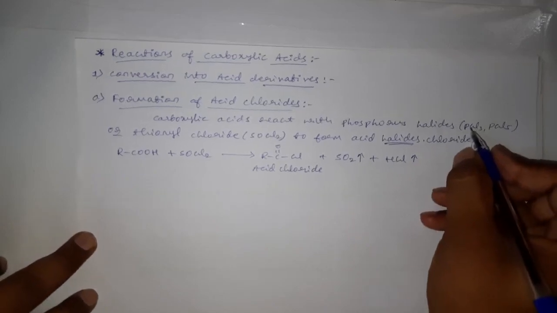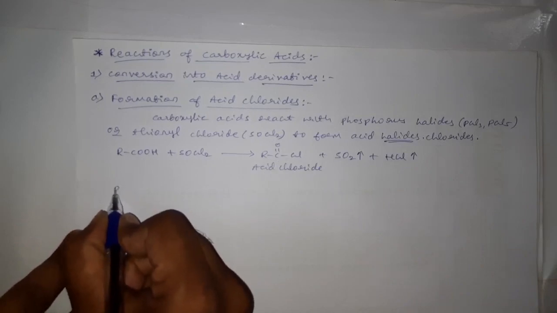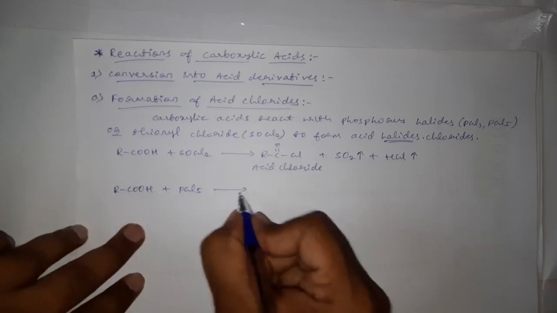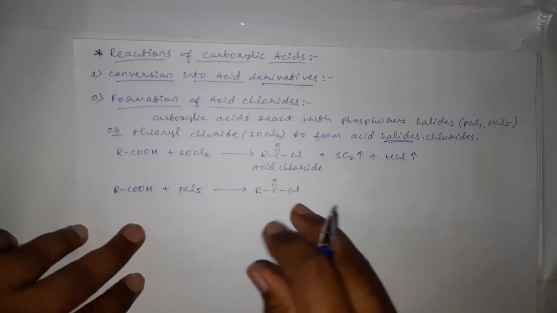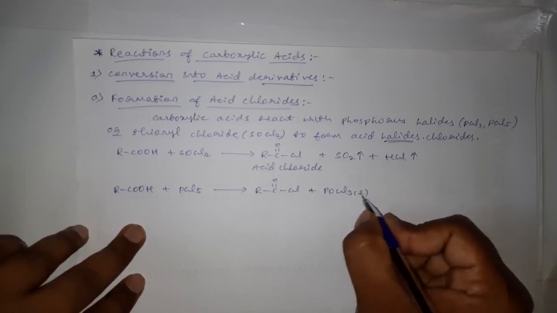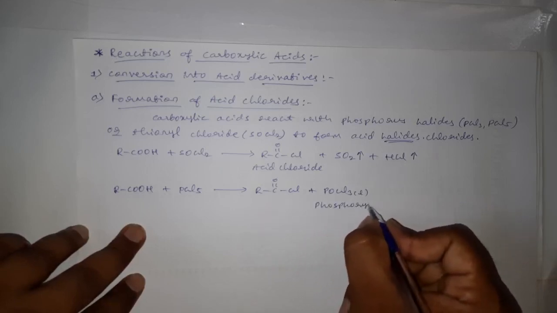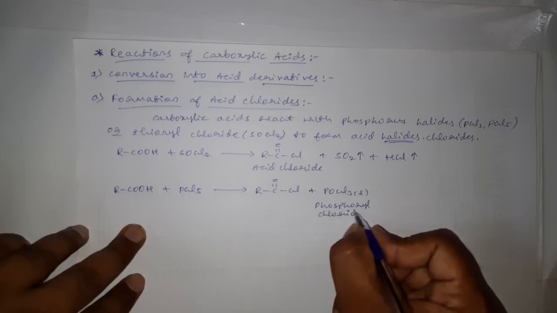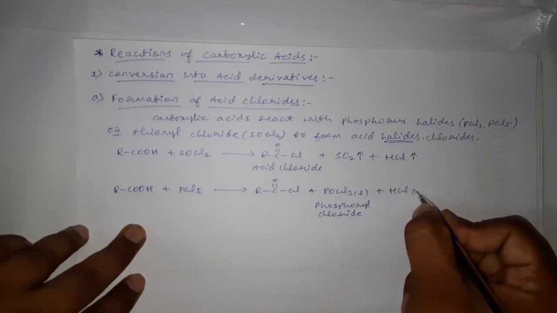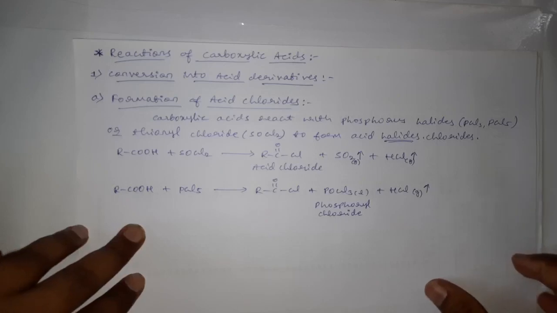Or we can write the reaction of carboxylic acid with phosphorus halides. When carboxylic acid is treated with phosphorus pentachloride, we will get R C double bond O Cl, acid chloride, along with the formation of POCl3. It is in liquid state, and its name is phosphoryl chloride. Along with this one, we are getting gaseous HCl.